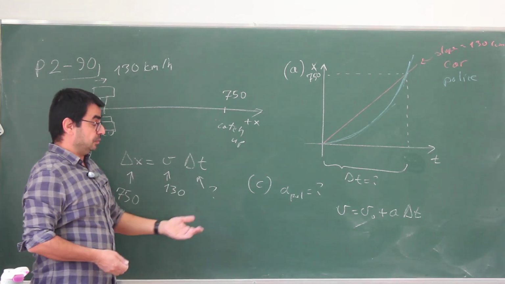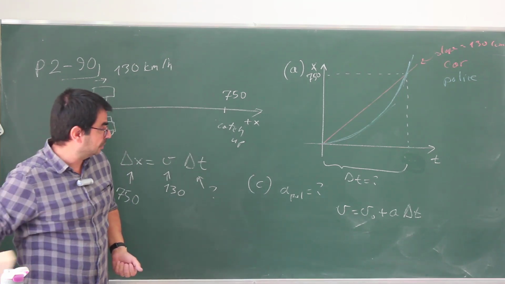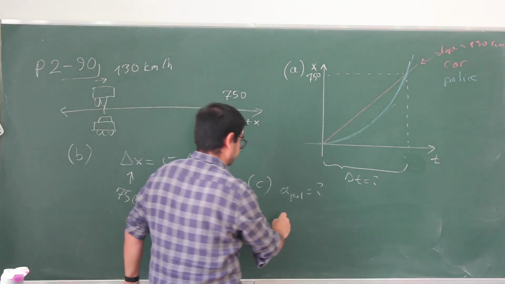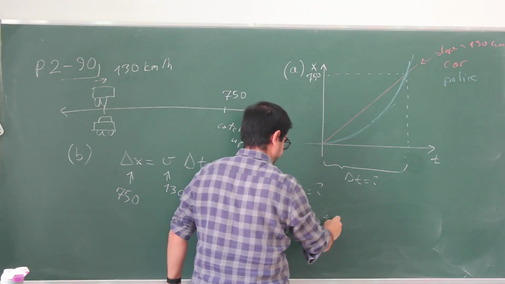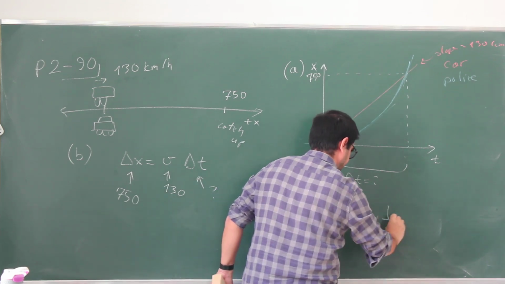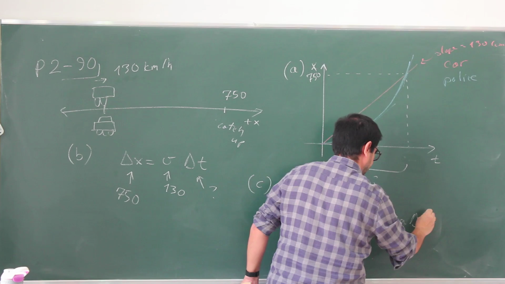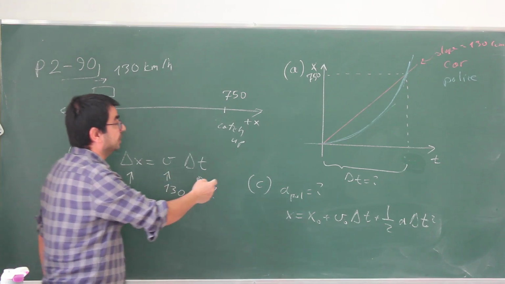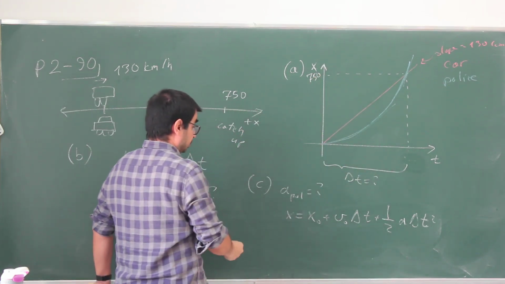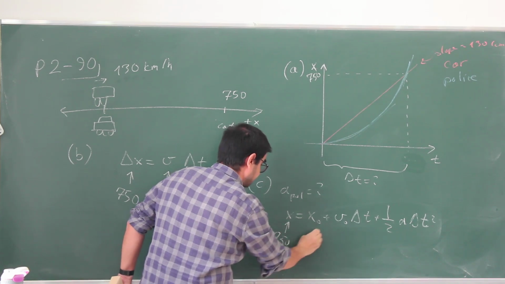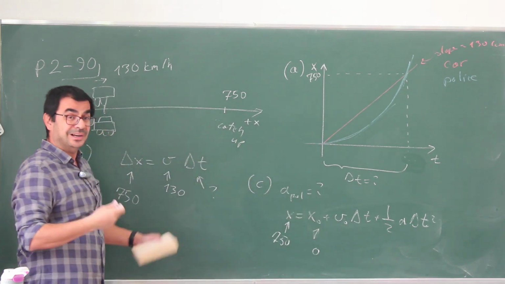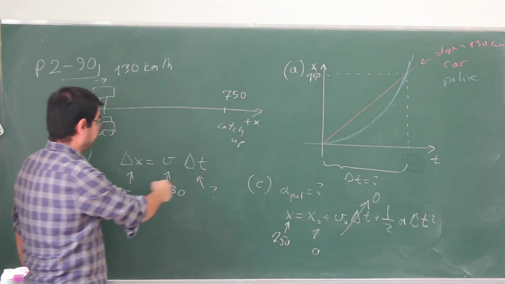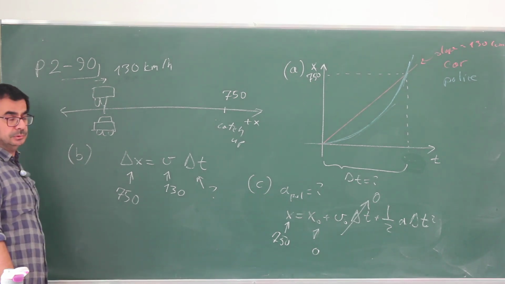But what can you use to find the acceleration? Well, there are a couple things you can do. One of the things that comes to my mind is to write the position for the police car: 0 plus v0 delta t plus 1/2 a delta t squared. Now, this one I know. They catch up at 750 over here, so this is 750. This is 0 by my choice. I start at rest, so v0 is also 0. And then I can find the acceleration because I solved for delta t in part B. And this is how I would go about this.